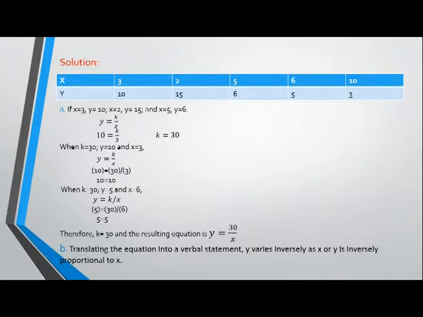When k is 30, y is 5, and x is 6, y is equal to k over 6. So we substitute the values: 5 is equal to 30 over 6, in which 5 is equal to 5. Therefore, k is equal to 30, and the resulting equation is y is equal to 30 over x. Translating the equation into a verbal statement, y varies inversely as x, or y is inversely proportional to x. That's all.